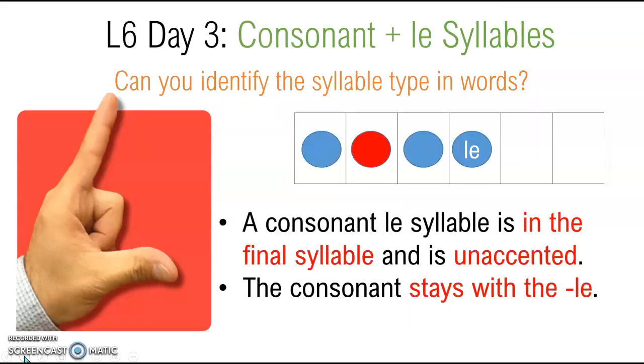First, we're going to look at identifying the syllable type in words. As you guys can see on the screen, the LE syllable pattern is at the end of the word and is taking up one square because it makes one sound together. A consonant LE syllable is in the final syllable and is unaccented. The consonant stays with the LE.